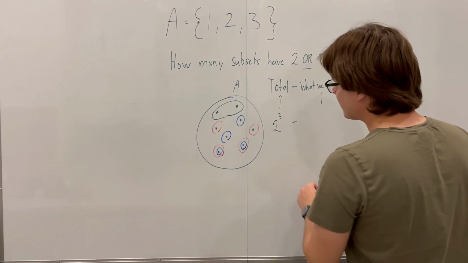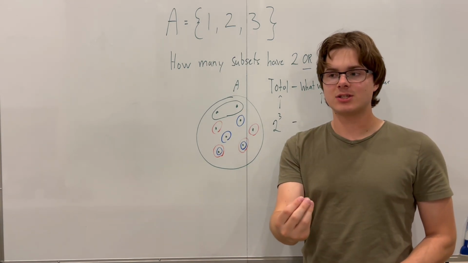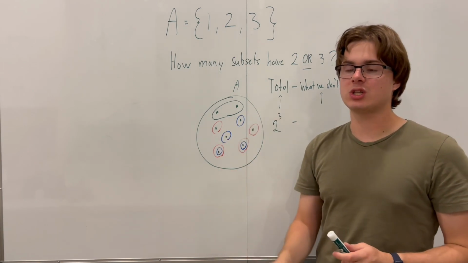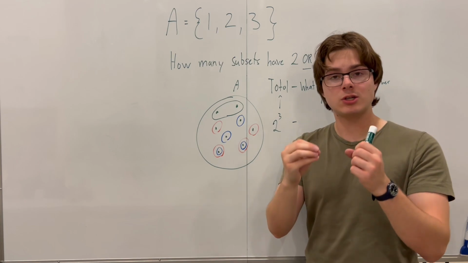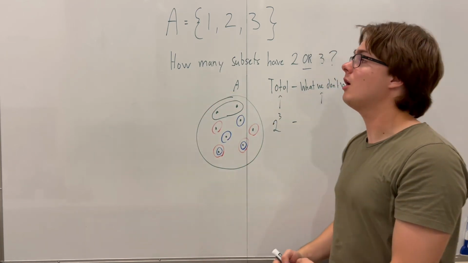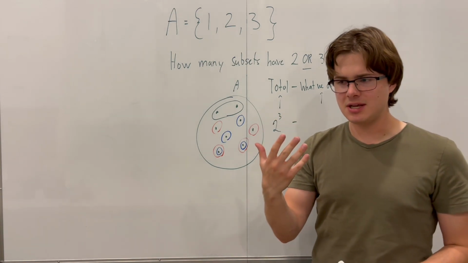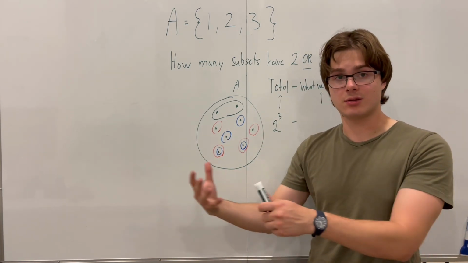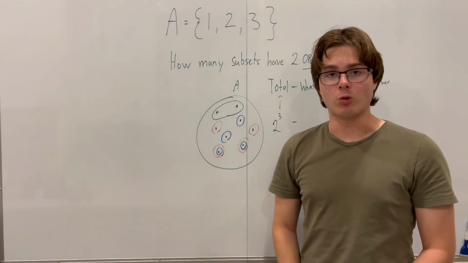Well, what we're looking for is the number of subsets that do not have a 2 or a 3, which means they have neither a 2 nor a 3. Not a 2 and not a 3. The only sets that would have that would be, mentally speaking, the empty set, which has neither a 2 nor a 3, and of course, the set containing only 1.